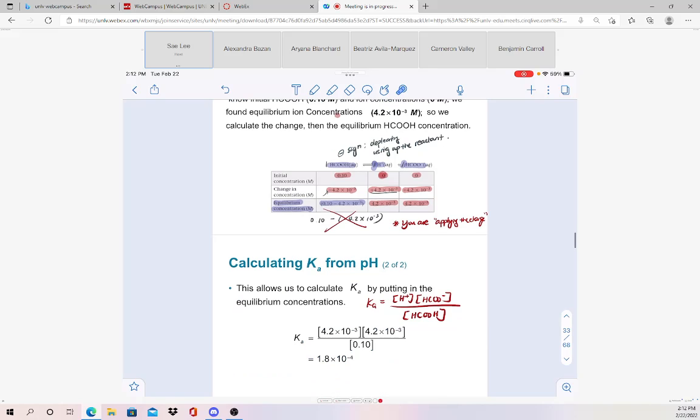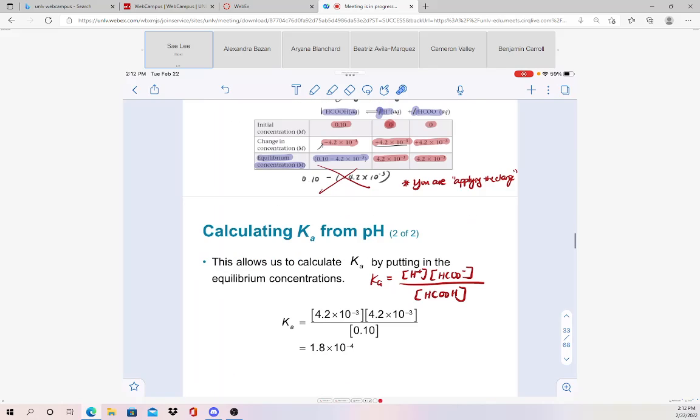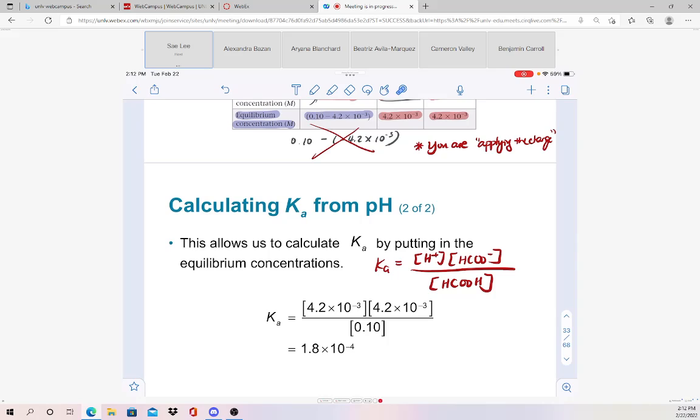I was going over the exam with a lot of students. They knew the concept, they understood the concept, but plugging in 10 to the negative something in the calculator was not familiar to them, so a lot of students got math errors. So be familiar with the math and calculation, and how to use your calculator.